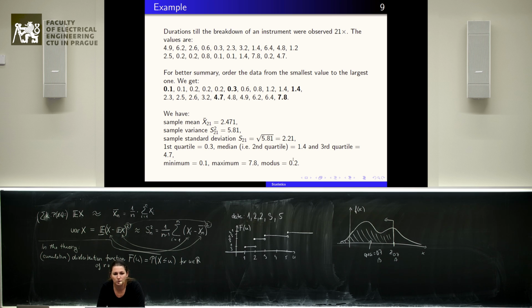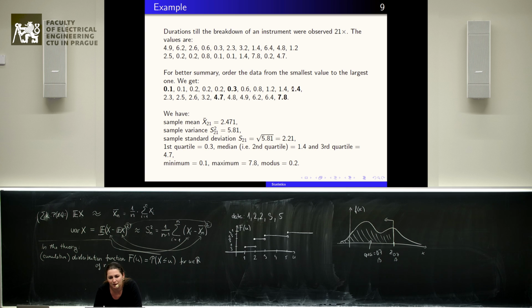We observe some duration until a breakdown of some instrument. It can be the observation of an arbitrary event, not important. In our case, we have these 21 durations, probably in days. When we construct the model, we first order the data from the smallest to the largest. From this ordering, we can observe the smallest value, the largest value, and the median. The median, which is probably the only important quartile for our purposes, is equal to 1.4.